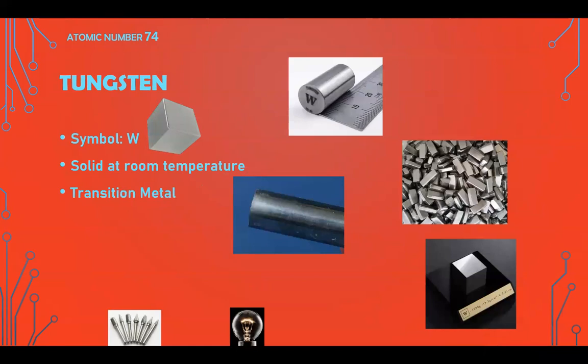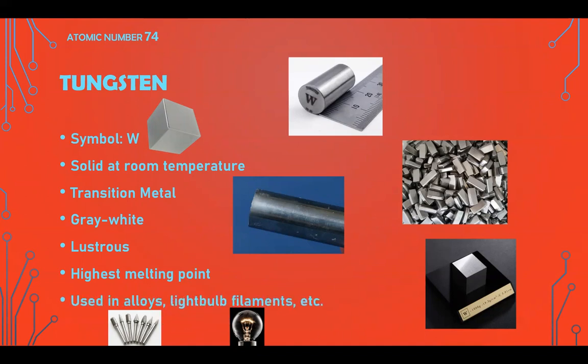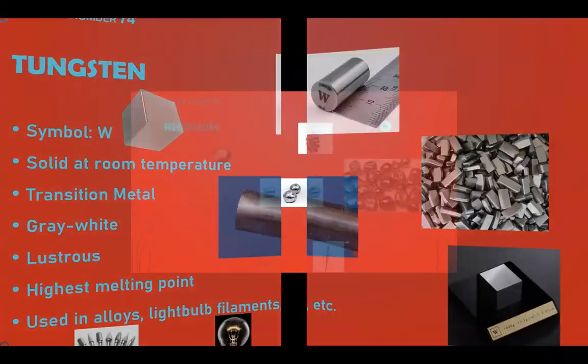Tungsten is a transition metal. It is grayish white. It is lustrous and has the highest melting point of any other metal or any other element for that matter. Tungsten has a melting point of around 3,400 degrees Celsius. Tungsten is used in alloys, light bulb filaments, etc. And did I mention that tungsten is super, super dense and heavy?